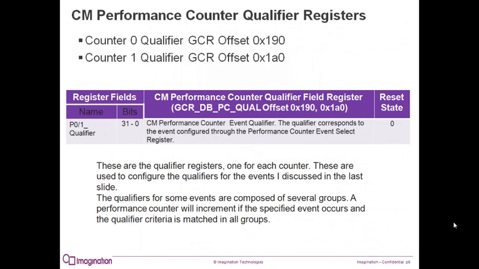These are the qualifier registers, one for each counter. These are used to configure the qualifiers for the events I discussed in the last slide. The qualifiers for some events are composed of several groups. A performance counter will increment if the specified event occurs and the qualifier criteria is matched in all groups. You should refer to the Coherent Processing System User Manual for your core for the specific qualifier values for each event.